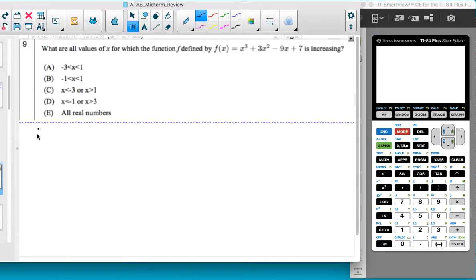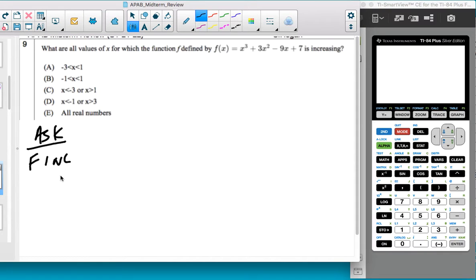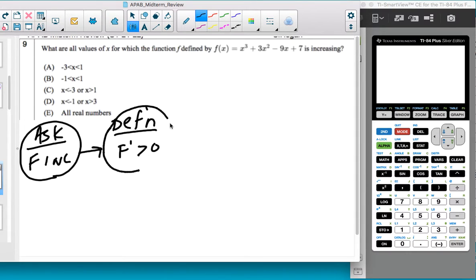So again, you want to start with, hey, what is the ask? What am I being asked for? In this case, I'm being asked for where is f increasing? Well, the definition of f increasing is that f prime is greater than 0. So once I know that's what I'm looking for, I very clearly need to find f prime. And then I'm going to set it equal to 0 and factor, and then I can use the sign chart to figure out when that f prime is positive.